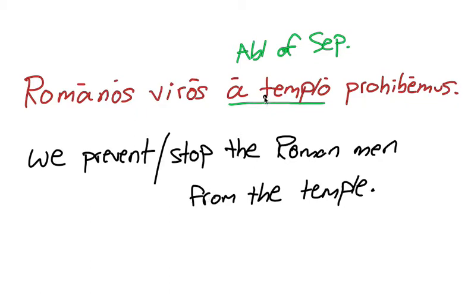Okay, so again, you can use the ablative of separation with the verbs libero and prohibeo. If you use it with the verb libero, it denotes an abstract separation. You don't use a preposition. But if you use it with the verb prohibeo, it has the idea of physically separating someone from something, and you're going to use the preposition a or ab. The reason why we used a here is because templo starts with a consonant.